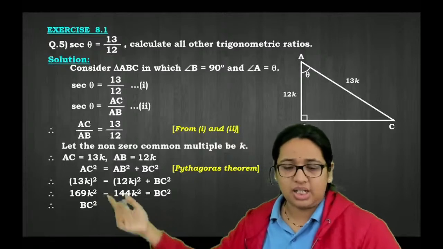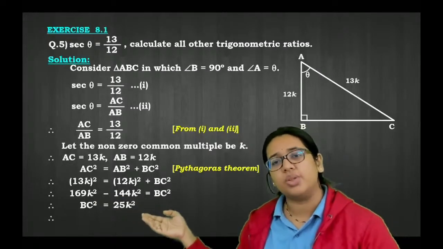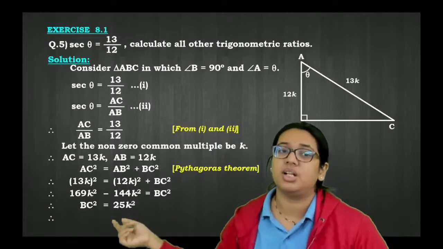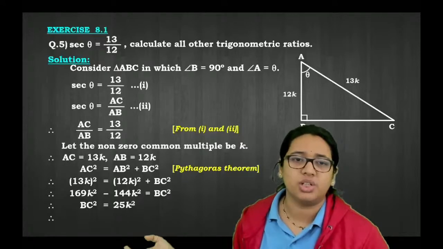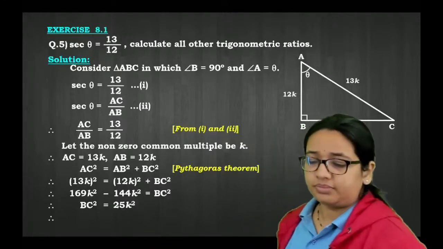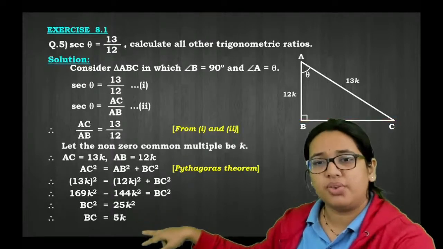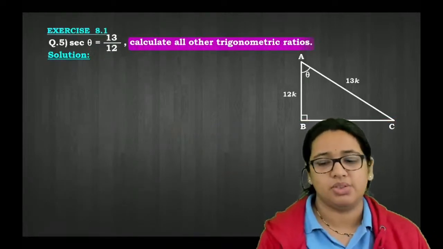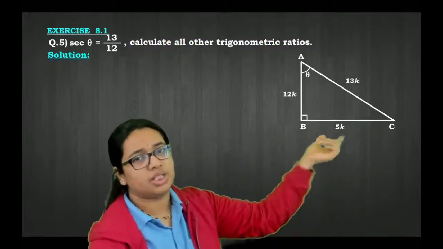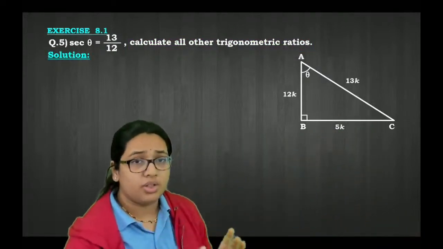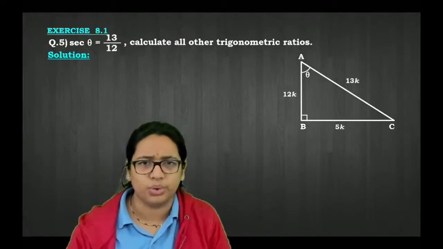K square, if you take common, then BC square will be 25k square. But we have to consider only the value for BC, so you just have to consider the positive square root of BC. Hence we can say that BC will be 5 times k. So you have got this also, BC will be 5k. So now we have a right angle triangle in which all three sides are known to you.